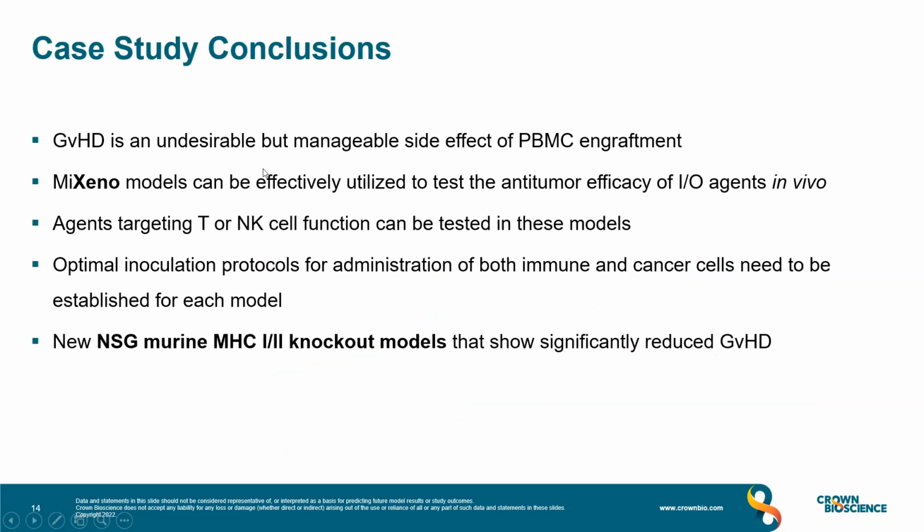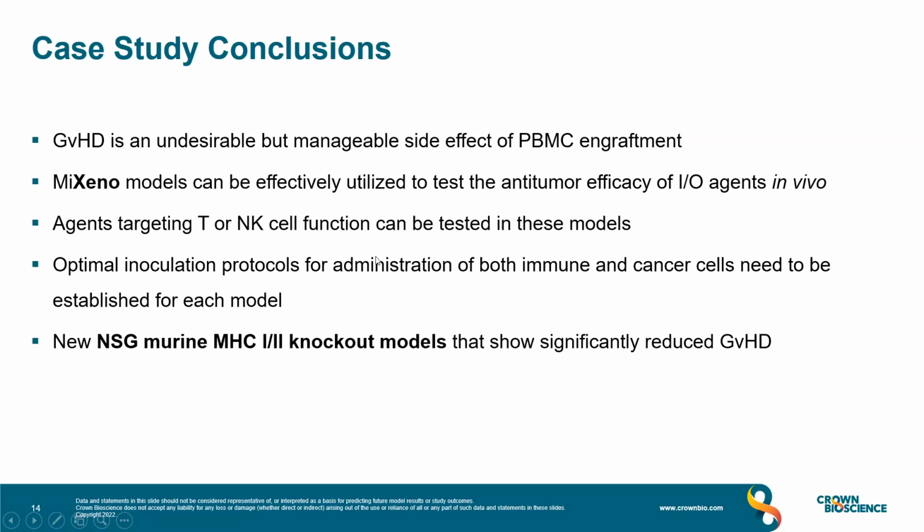So the conclusions are that GVHD is an undesirable but manageable side effect of PBMC engraftment in these humanized mixed xeno mice. We can use this platform to evaluate the anti-tumor efficacy of IO agents in vivo. We can also target T and NK cell functions in these mice. And optimal inoculation protocols for both the immune cells and the cancer cells need to be done for each model.